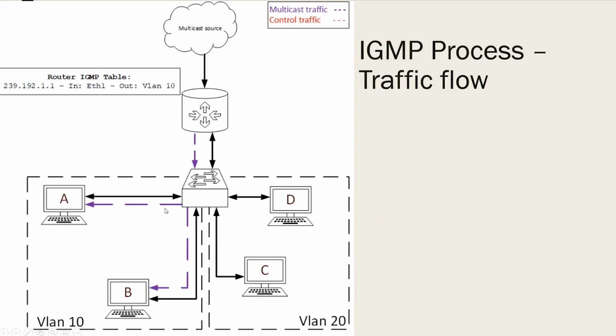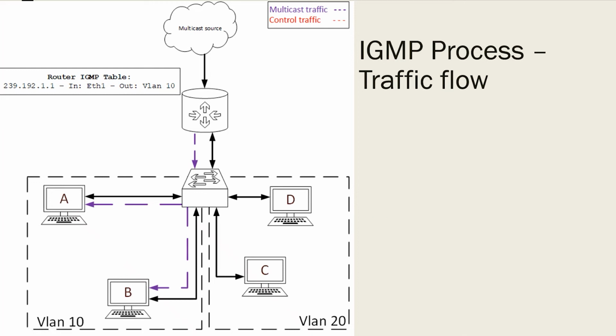Now, this is a good example of what I mean by IGMP snooping. In this case, A is the only one that has requested, but B has also got that traffic. That's an example of where we have no IGMP snooping, and that's because the switch has no idea who's actually interested in the traffic.